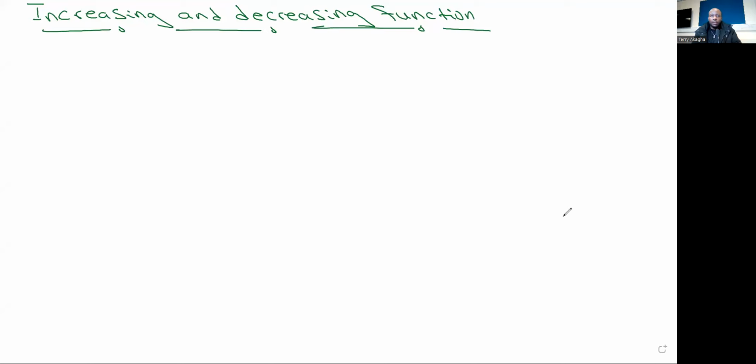We're talking about increasing and decreasing functions today, okay? We're talking about how to solve questions where we're told to determine if a set of values is an increasing function or if that set of values is a decreasing function, okay?